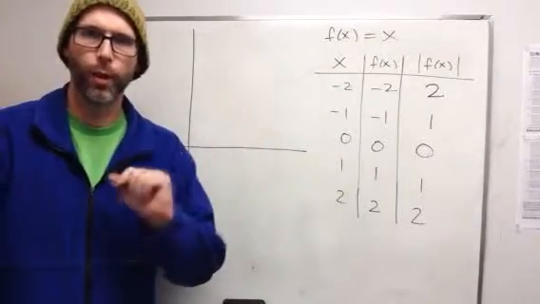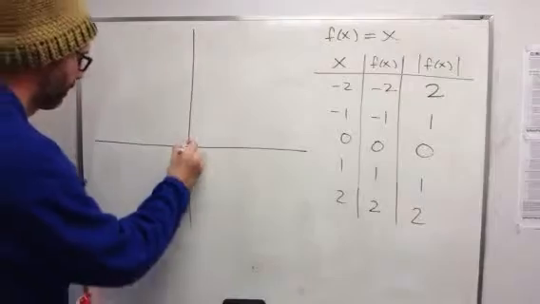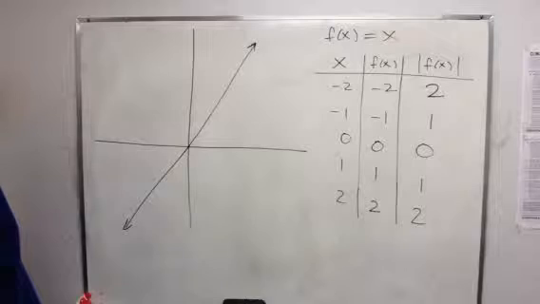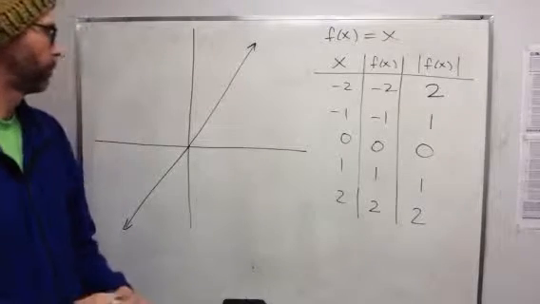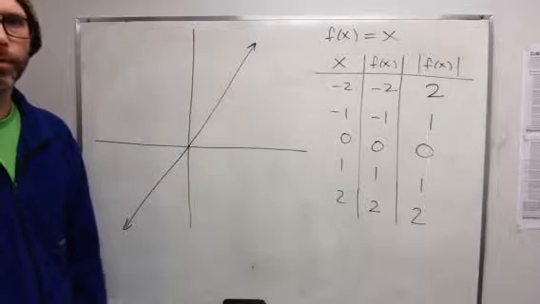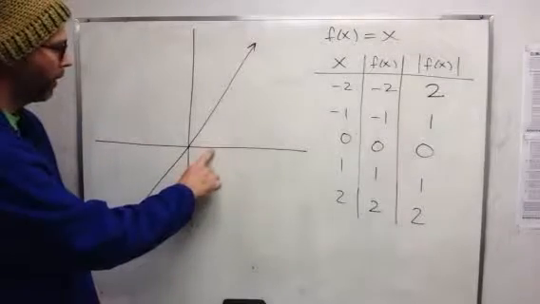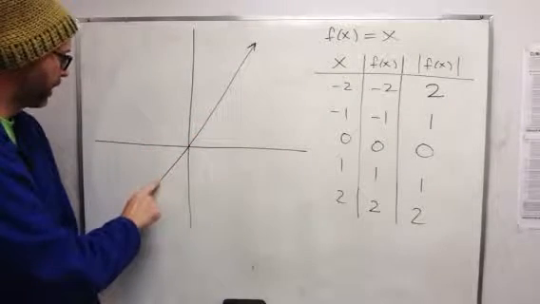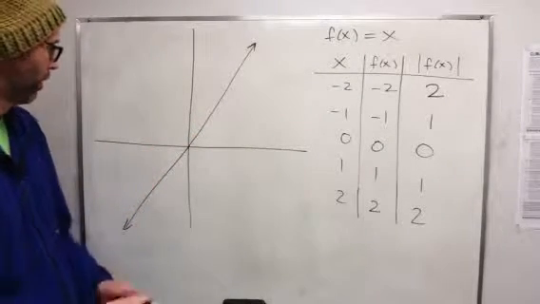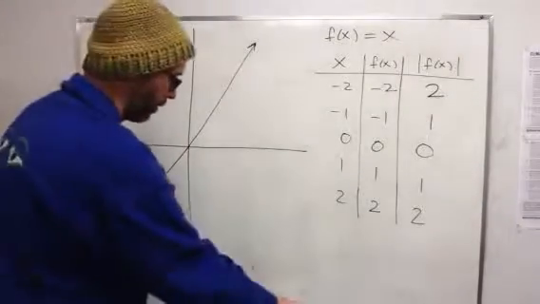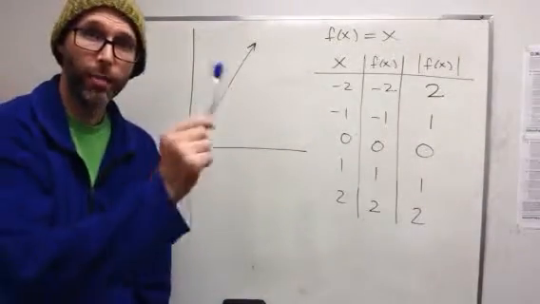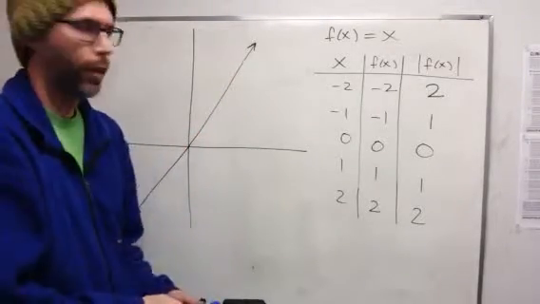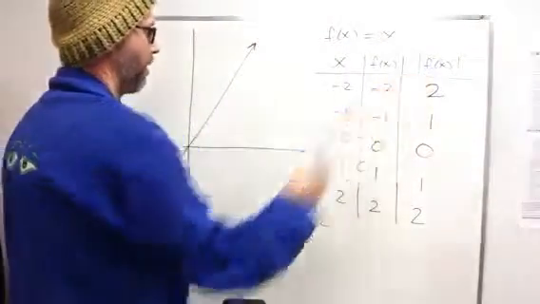First, the graph of f of x. At each x, we go up that same height. At -1, we go down -1. Now, in blue, the graph of absolute value of f of x.